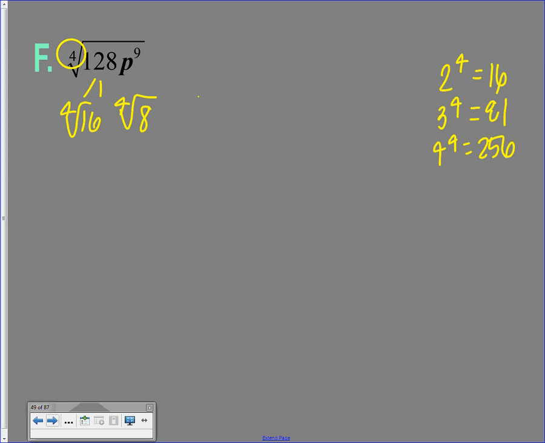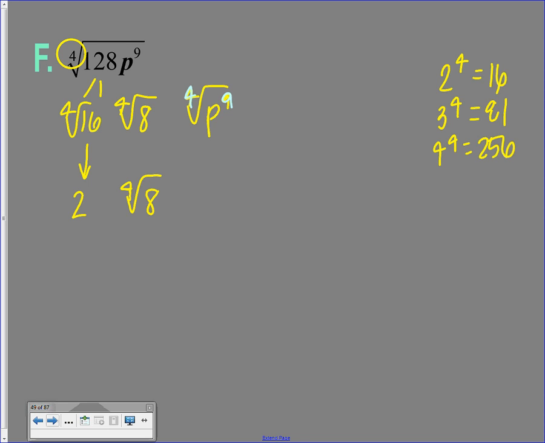And then I'm going to write the 4th root of p to the 9th on its own. Okay, well, the 4th root of 16 is 2. I don't know the 4th root of 8, so that just stays the 4th root of 8. Okay, and then here comes the house trick. So this time Mom says you have to be in groups of 4 to go outside. And there's 9 children inside.